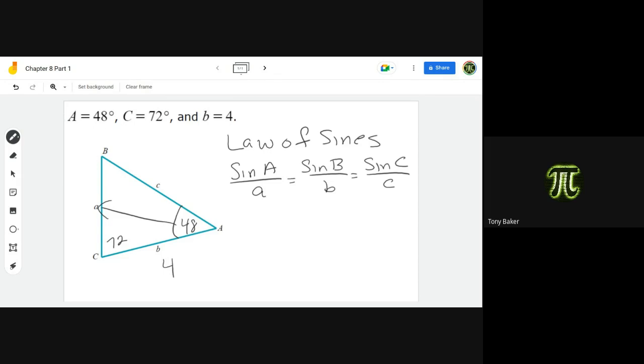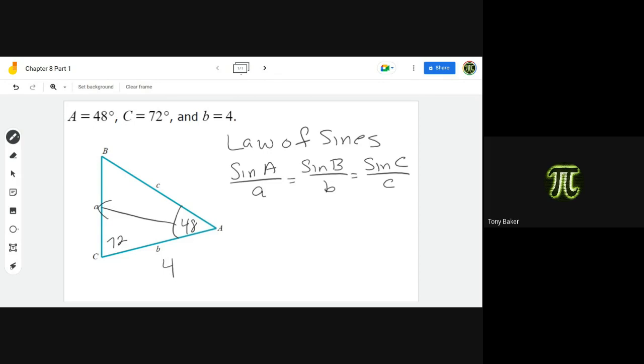So you can start to look at how the larger angle goes with the largest side in your triangle. Same thing actually with this. The ratios are going to set up so that the bigger the angle, the bigger the side that's going to be opposite of that one.